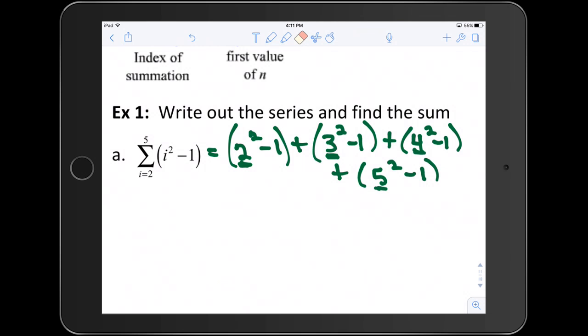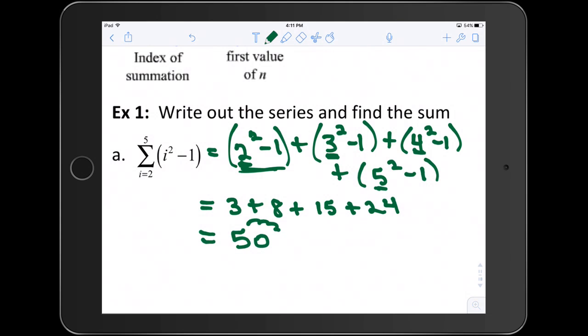So let's simplify this a bit. 2 squared is 4, minus 1 is 3, so that's what this gives me, plus 3 squared is 9, minus 1 is 8, plus 15, plus 24. I'm just simplifying each one of those terms, and then I'm going to add it all together, and that is my answer. So the sum from 2 to 5, the second term up to the fifth term of this sequence, i squared minus 1, is going to be the value of 50.